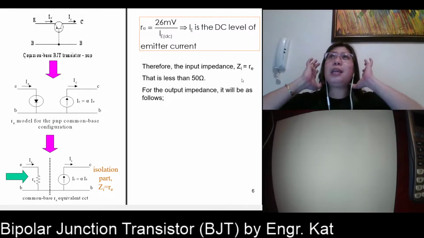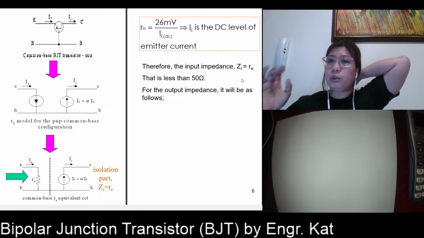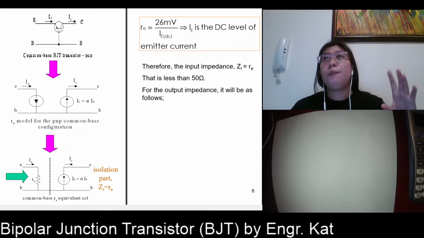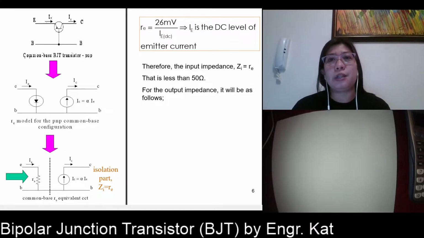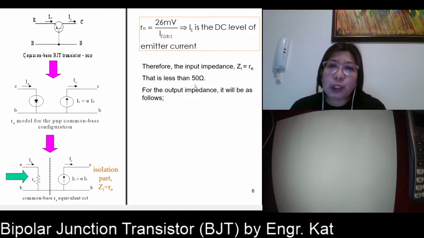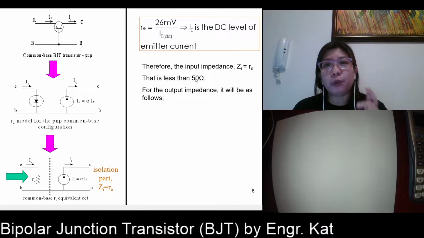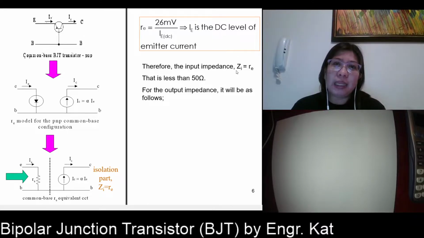So the AC dynamic resistance for a diode is a very, very small value. The ideal value for this is 0 ohms, but in reality it is usually a value lesser than 50 ohms. Okay, so our first important parameter for a common base configuration is our input impedance, and our input impedance is equal to RE.